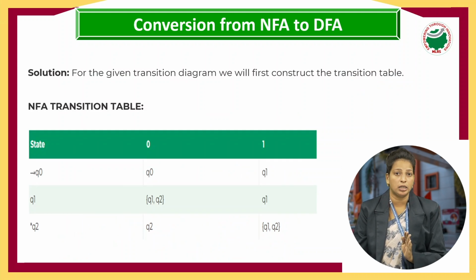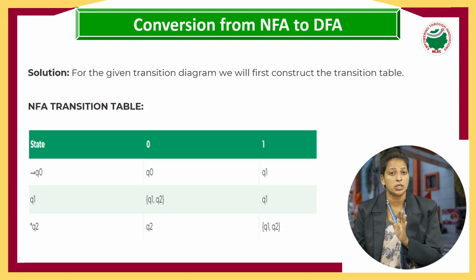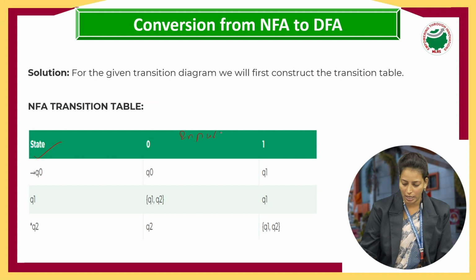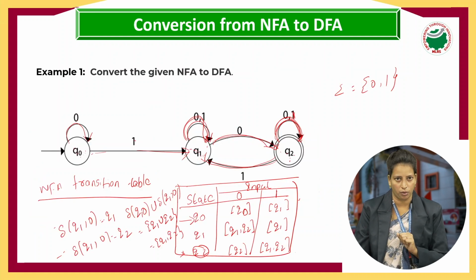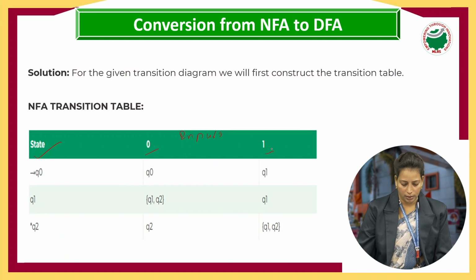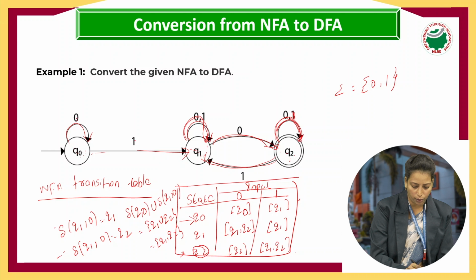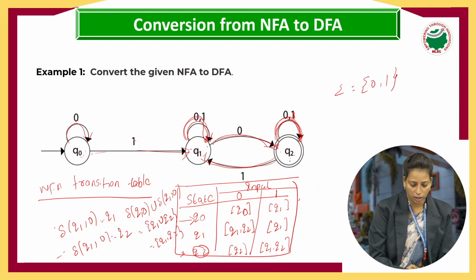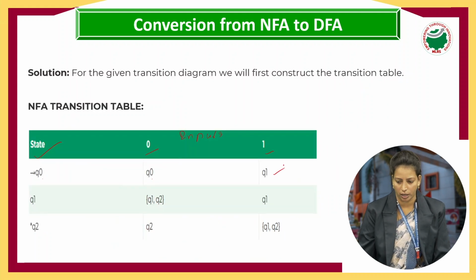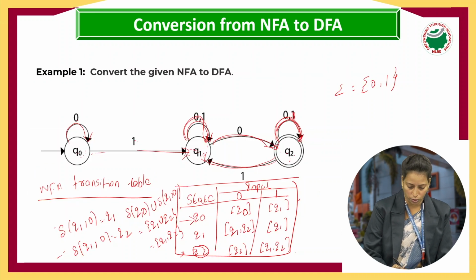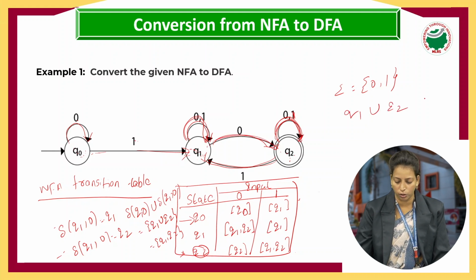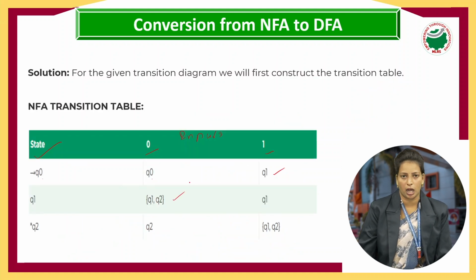So, before converting NFA to DFA, first construct the NFA transition table. The transition table consists of 2 fields. The first one is state, the second one is input symbols. In this example, the input symbols are either 0 or 1. Here Q0 of 0 goes to Q0. Next, Q0 of 1 moves to Q1. Next, Q1 of 0 moves to Q1 union Q2, which means Q1 comma Q2. So here, Q1 comma Q2.